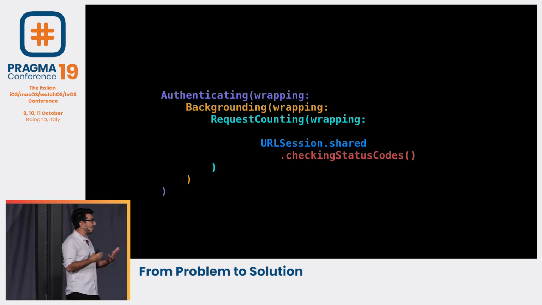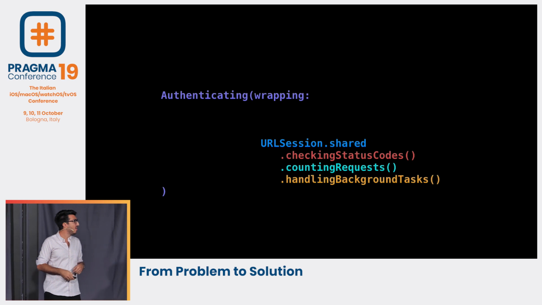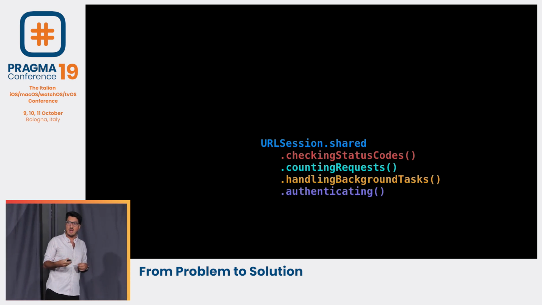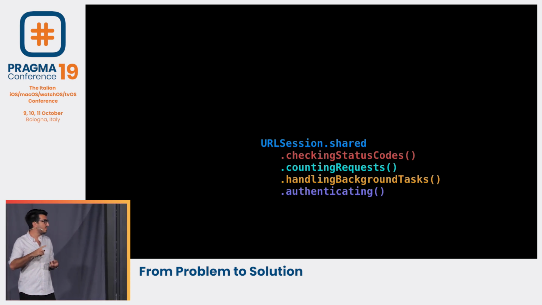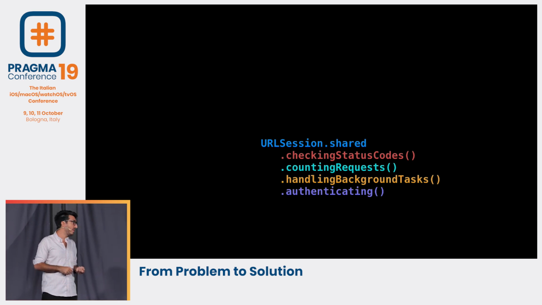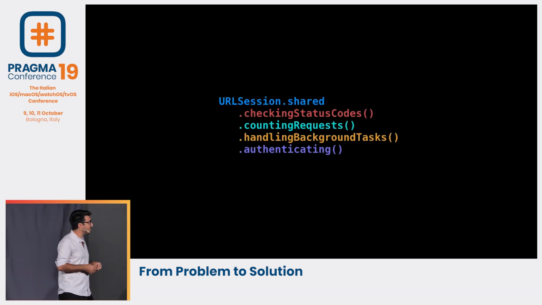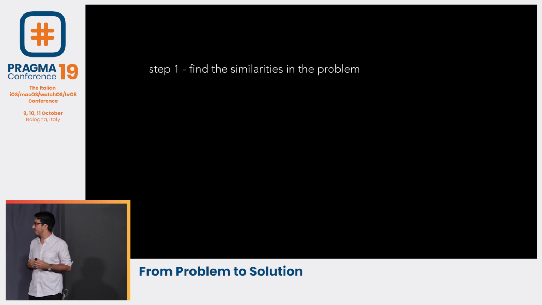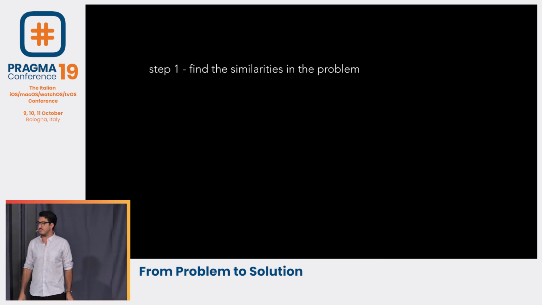So we can wrap up our little behaviors and put them in these little modifiers, and we end up with a very descriptive way to talk about how we want to send network requests. We say, every time we send something through the URL session, we want it to check status codes. We want it to count the number of requests and set up the little spinner. We want to handle background tasks, and we want to make sure that we authenticate as well. So this is actually pretty nice, and this structure could potentially work for us. So that's step number one: find out where the similarities lie, where the structure is in the problem, and see if you can break something down.